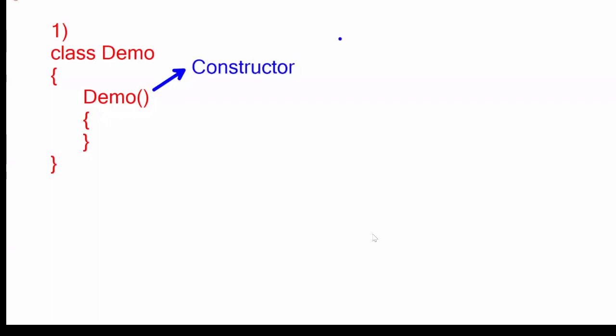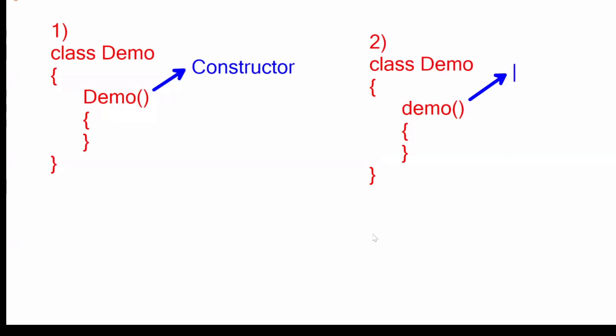Okay. Suppose second one, class name demo, method name also demo. Is it constructor? No. Capital letter, small letter also you have to check. It is not a constructor. It is a normal method. But can a method be written without return type? It's an error.